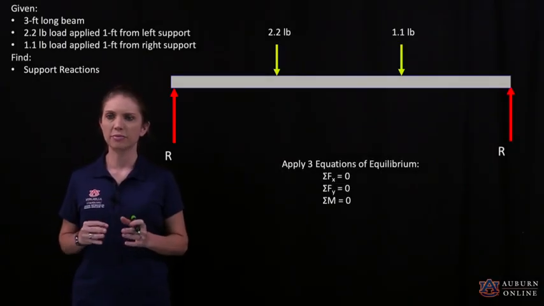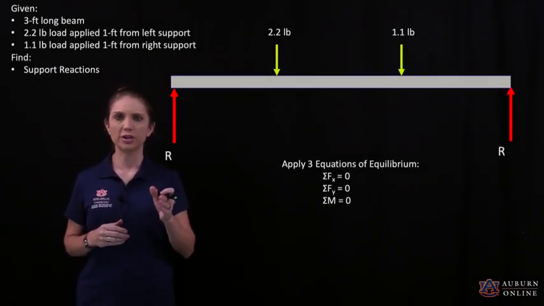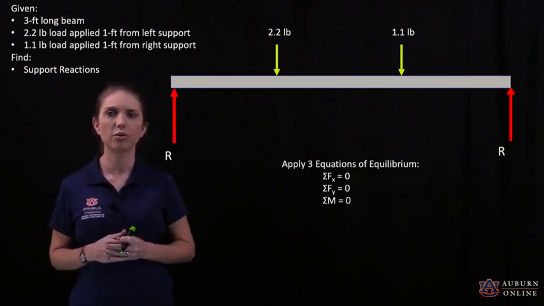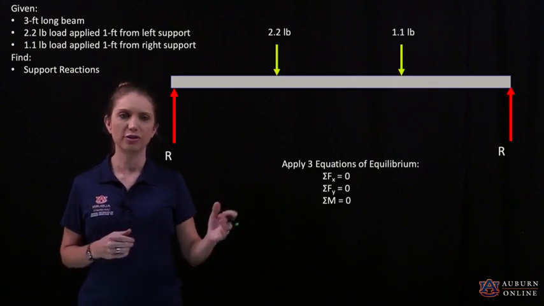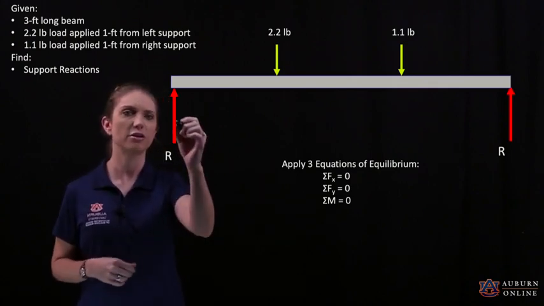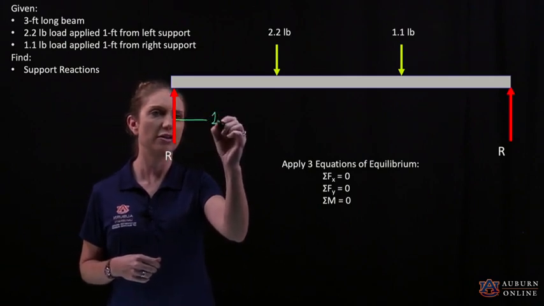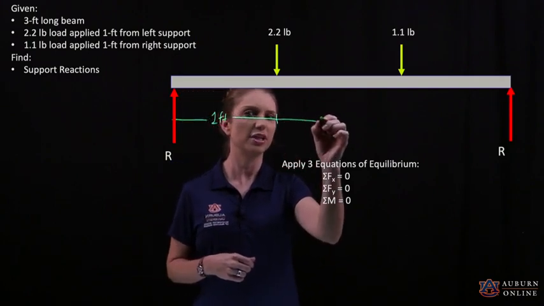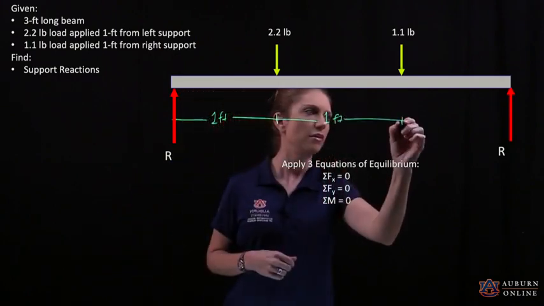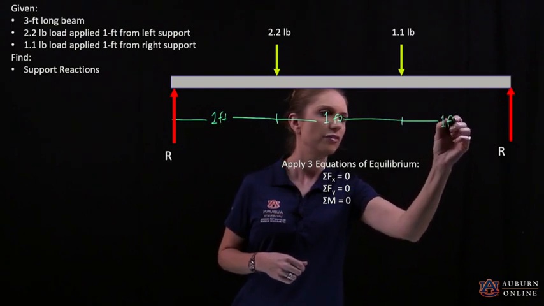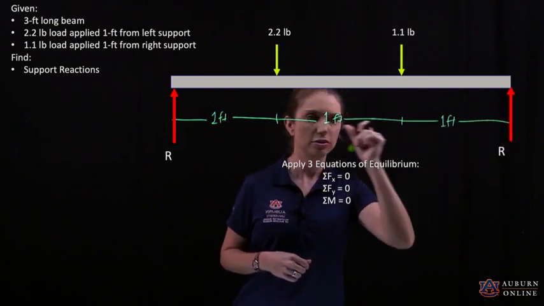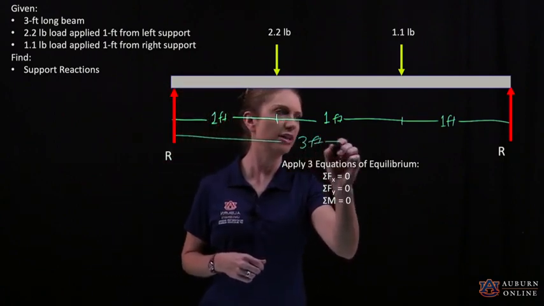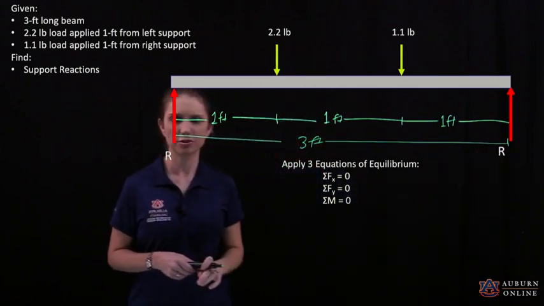Okay, so let's look at another beam example here where we've got a 2.2 pound loading applied 1 foot from the left support, and then we have a 1.1 pound loading applied 1 foot from the right support. We still have the same 3 foot long beam, so if we show that here, we've got 1 foot from the left support, a foot in between our loads, and then another foot from the 1.1 pound loading to the right-hand side of the beam. So again, overall, we've got our same 3 foot long beam. We're just changing the loading conditions a little bit.